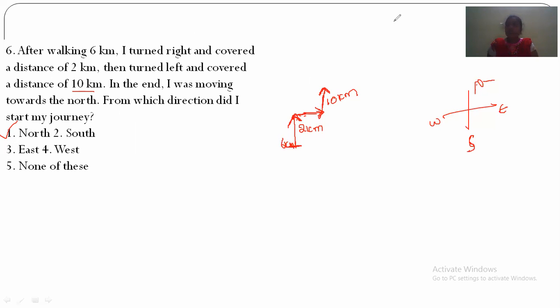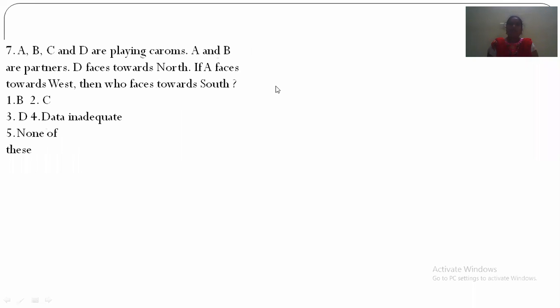So backside, if we have to move and we have to answer such kind of questions. Another kind of problem, which is very important: they'll ask you, A, B, C, D are playing carroms. A, B are partners, that is, face to face. D faces towards north. So in this seating direction, see here, D faces towards north. D will sit here and they will face the center. D is facing the north.